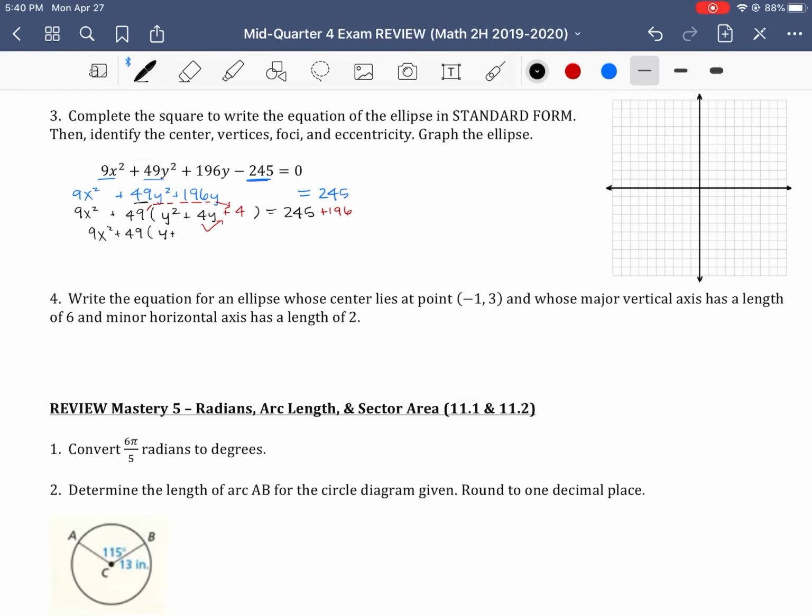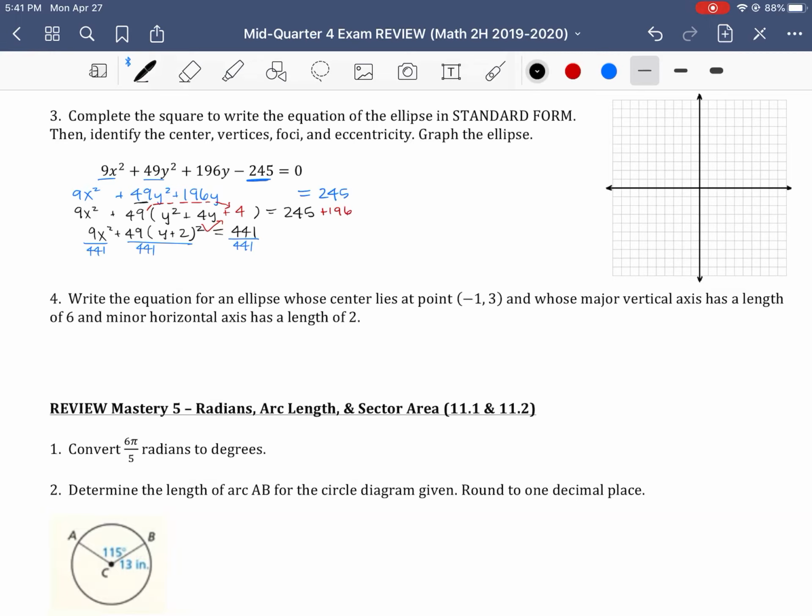Now again, the 9x squared just keeps coming down, and then we factor the y part. So we have y plus 2 quantity squared is equal to, we take 245 and we add 196, and it looks like we end up with a 441. Now, we need this to be equal to 1, right? So we take this and we say, well, let's divide everything by 441. So we divide all the terms by 441. Now notice the coefficients always simplify. That's how you know if you're simplifying it correctly.